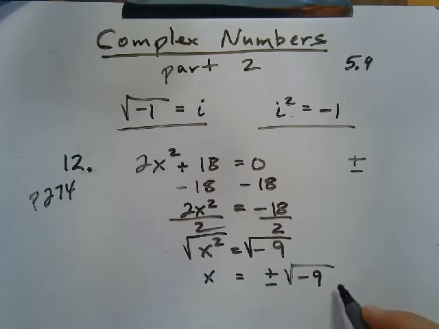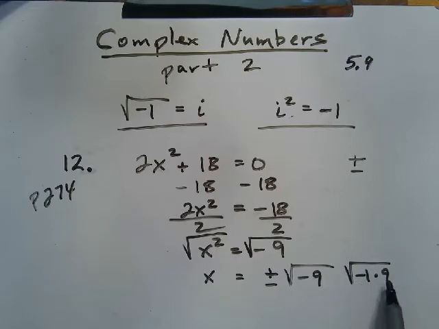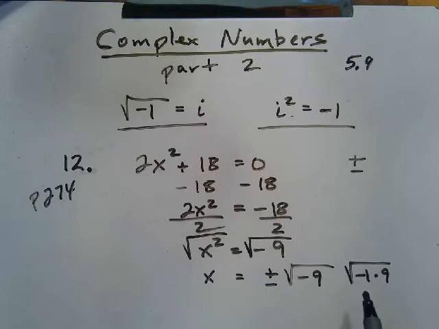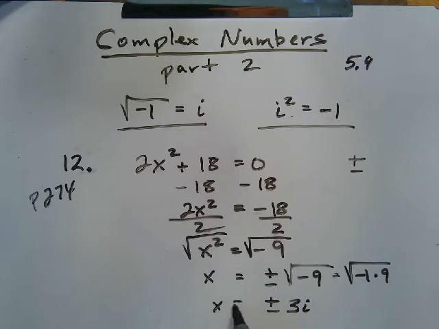Now, I'm going to break this apart because, in the future, you're not going to need to do this. I'm going to break this apart into two perfect squares. 9 is a perfect square, and -1 is a perfect square. Remember, -1 is a perfect square. It doesn't appear to be at first, but it is. So our answer is plus or minus the square root of 9, which is 3, and the square root of -1 is i. So there's our answer. x is plus or minus 3i.